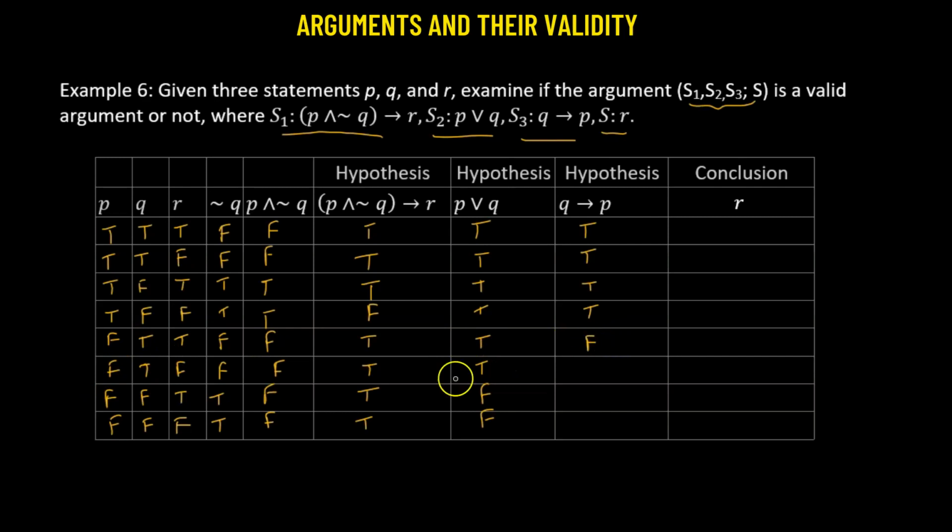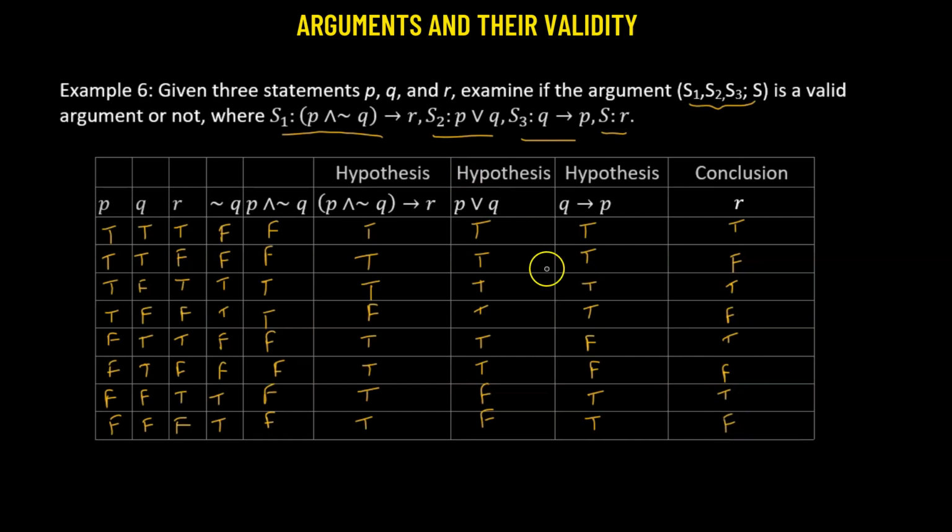So this is going to be false. If true, then false, so this is going to be false. And for the last two rows, if false, then false, so this is going to be true. Now, for the conclusion, there's simply the truth value of R. So this will be true, false, true, false, true, false, true, false.